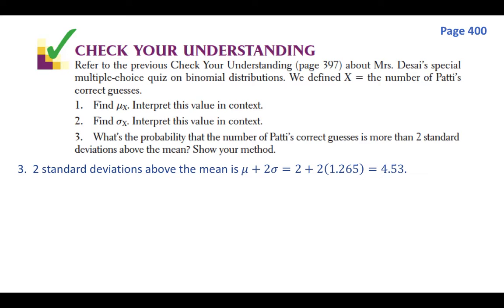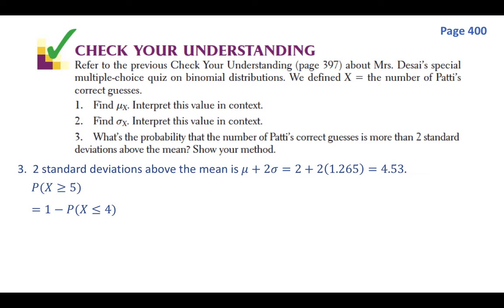But she can't get that number correct. It needs to be at least that much, so 5 is what we're looking for. We're going to round that up to 5. So we're basically trying to find the probability that she gets at least 5 correct. So I'm going to write it like this.